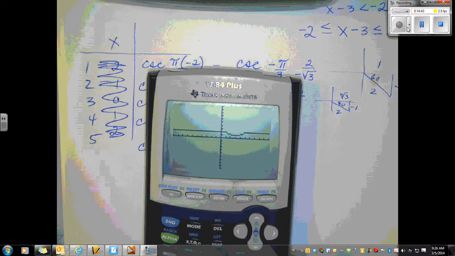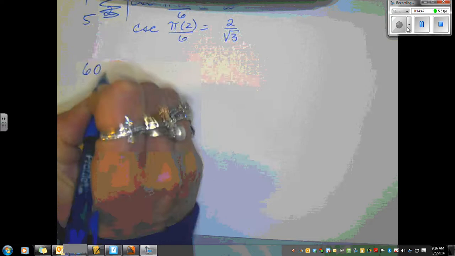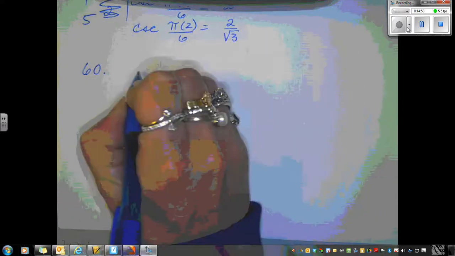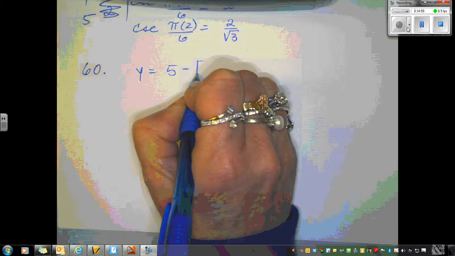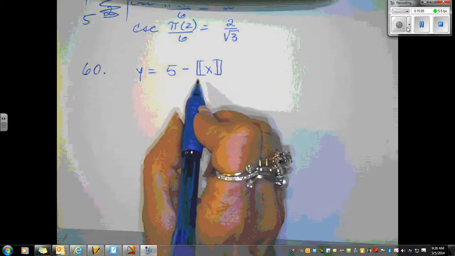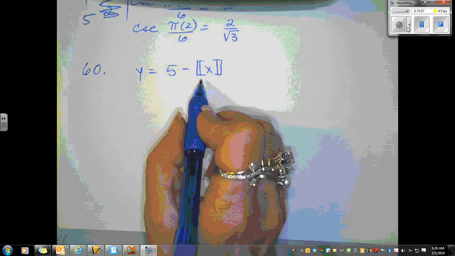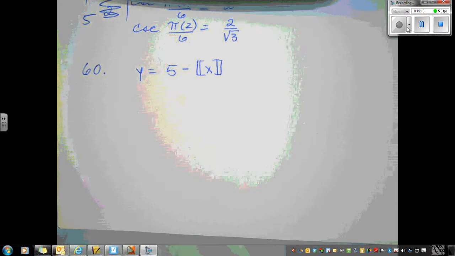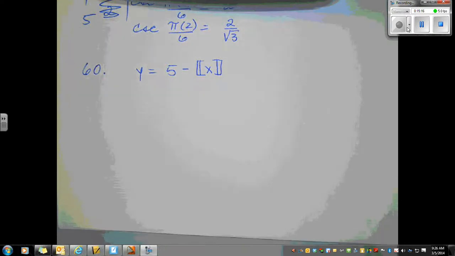Okay, how about 60? What does 60 say? y equals 5 minus... What does that mean? That's a stair step thing. So the minute you know it's a stair step, what do you know? Not continuous. You know it's not continuous. All right? You know it's not continuous.